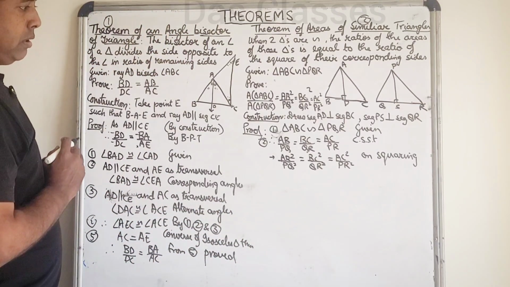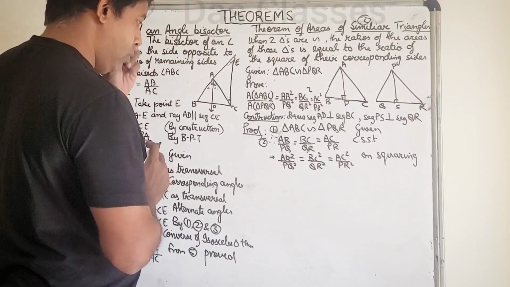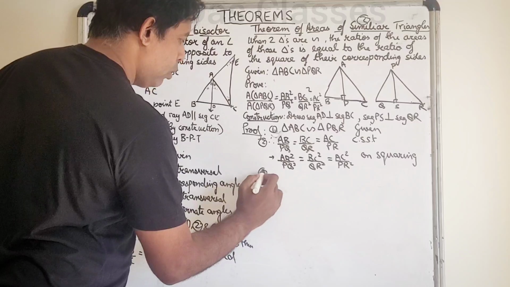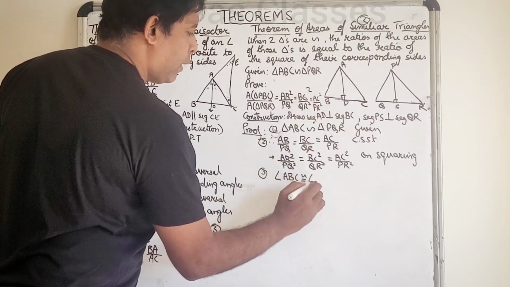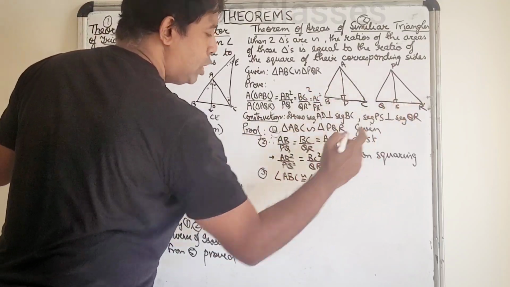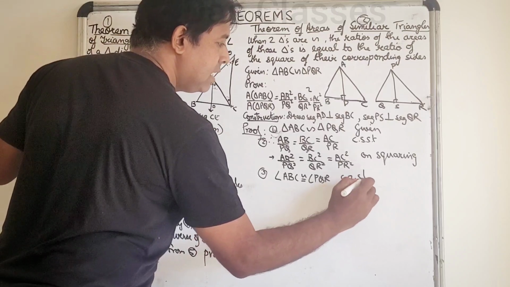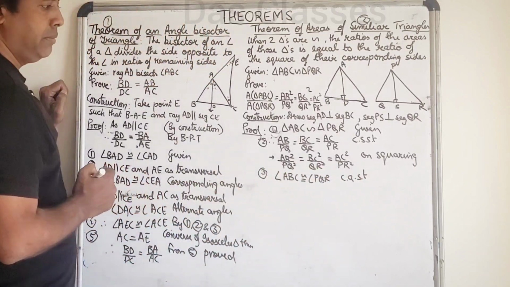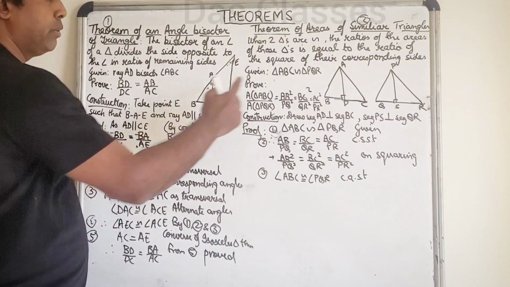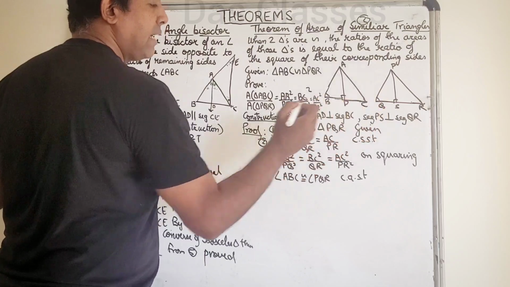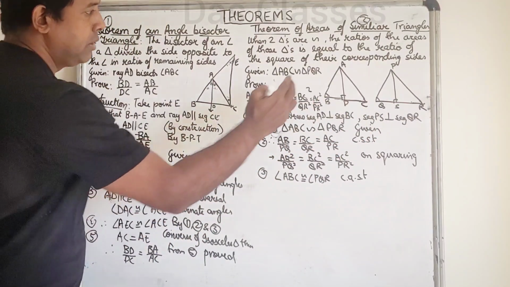Now let's consider also third number. Also, angle ABC will be congruent to angle PQR because of CAST, that is, corresponding angles of similar triangles. First of all, the sides are proportional and the angles are congruent. Angle ABC will be congruent to this angle, PQR. Now what we'll do is, let's consider triangle ABD.